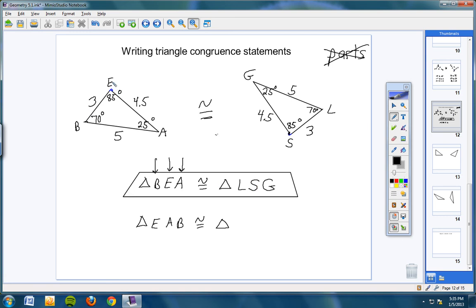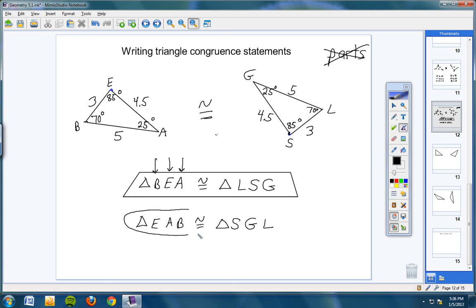Look up here. E is 85 degrees. So come over here. What's your 85 degrees? S. So S has to come first. A second, and A is 25 degrees. So over here, 25 degrees is G. And then over here, B is third, and B is 70, and so 70 is L. I hope you're getting this.